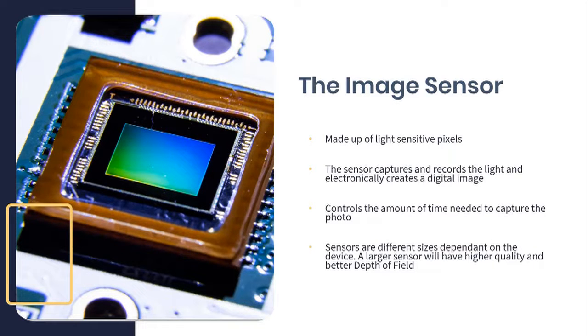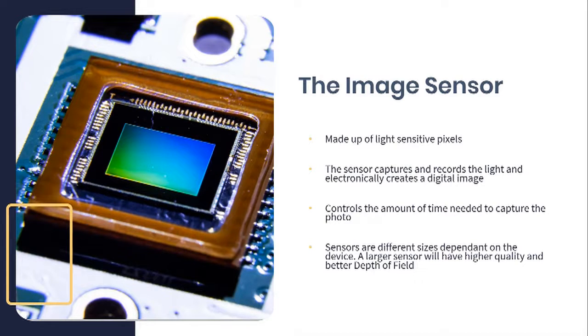And sensors are, as I mentioned, different sizes dependent on the device. Larger sensors will have a higher quality, and they'll also have a better depth of field, which is something we will cover a little bit later on in this course, but it is important to understand that larger sensors will give you a greater depth of field. With smaller sensors, you're going to struggle a little bit with it. So if you happen to be using your smartphone on this course and you're finding it a little bit difficult to get that nice out of focus background, a large part of that is to do with the size of your sensor.